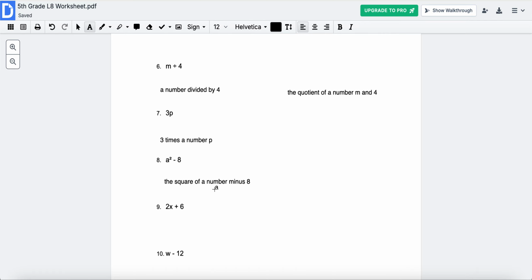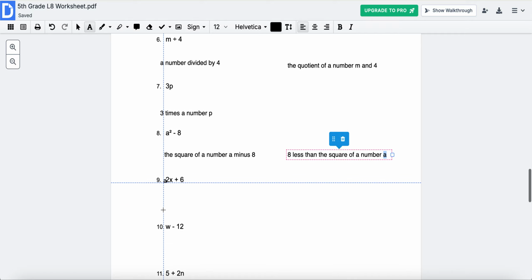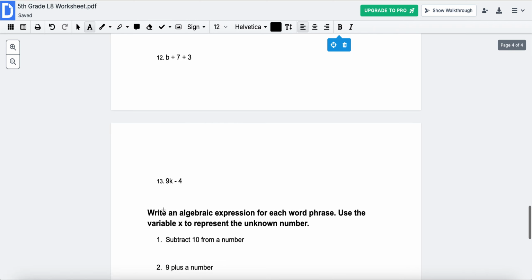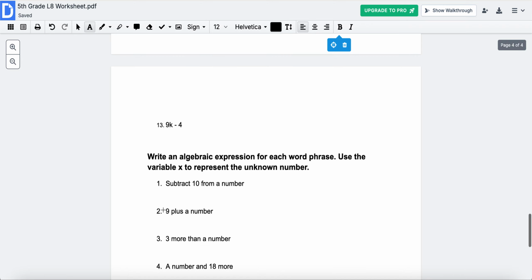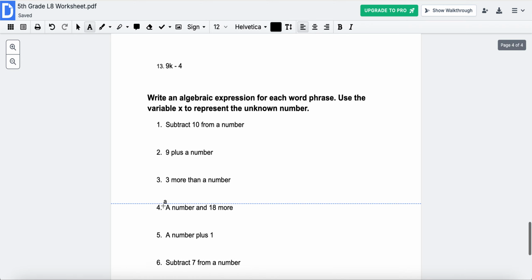You can also do 4 less than the square of a number a. This a represents the variable, just like x. The rest, try on your own. We will try some of these.